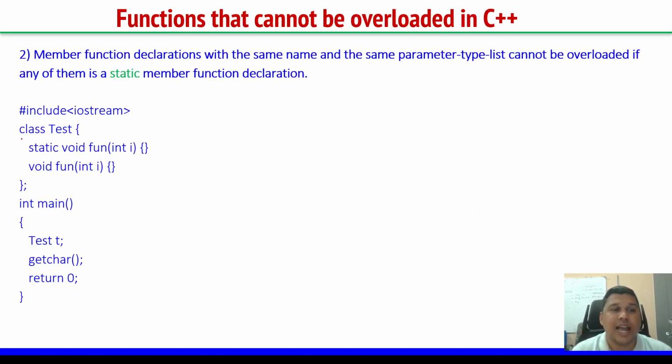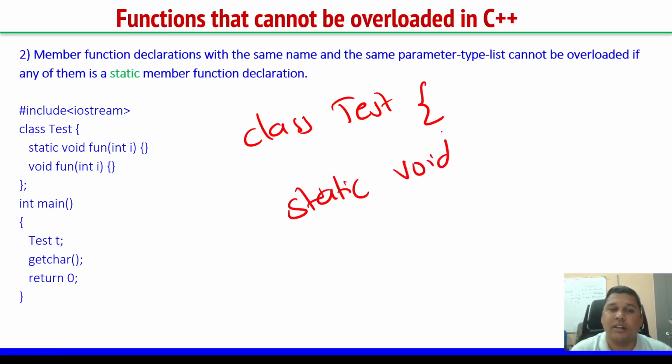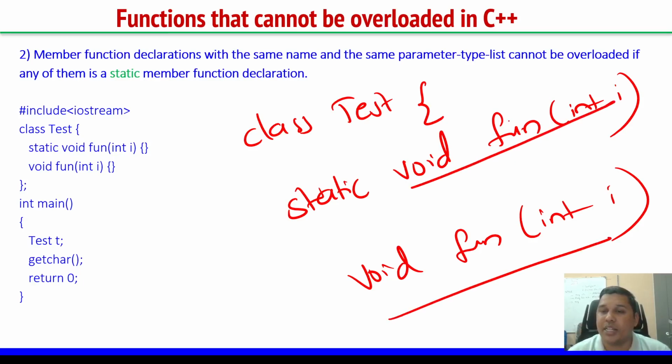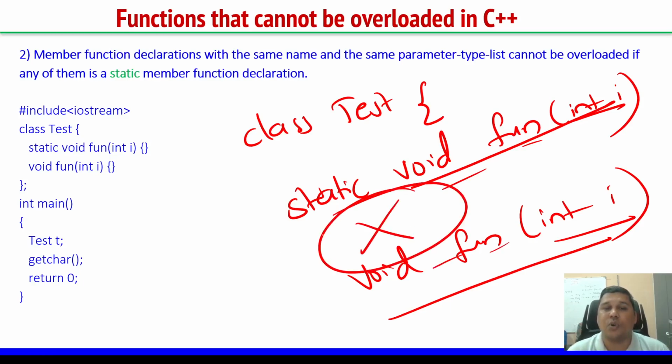See here, class test, a class is there. In that I am writing static void function int i. There is another function, void function int i. You may think these are the same, right? This is also not considered function overloading, because if one is static and the other is not, it is not function overloading. If at all there is a static, we cannot consider it function overloading, right? I hope you got my second point.